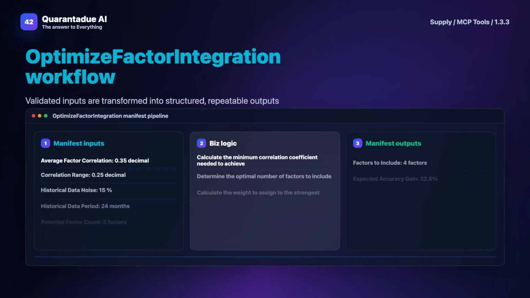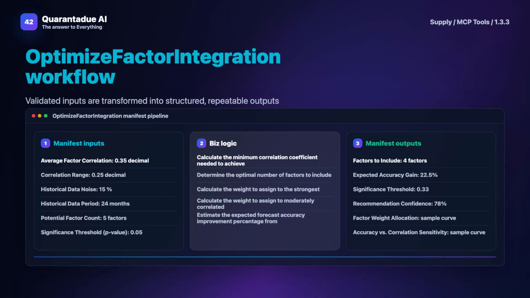The workflow then applies: calculate the minimum correlation coefficient needed to achieve statistical significance given the historical data period length and selected p-value threshold. Determine the optimal number of factors to include by counting how many factors exceed the significance threshold, adjusted for diminishing returns when many factors are available.